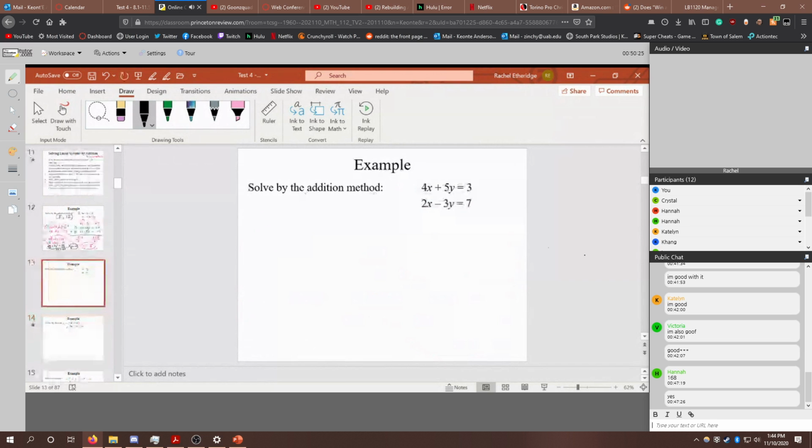All right, so what I want you to do is try this one. Both of them are already in standard form, so you don't really have to do a lot of work, but you do need to find out what to multiply one of the equations by. And sometimes you have to multiply both equations by something. But in this case, you do not. You could, but you don't have to. So if you could try this one and then just type in your answers.